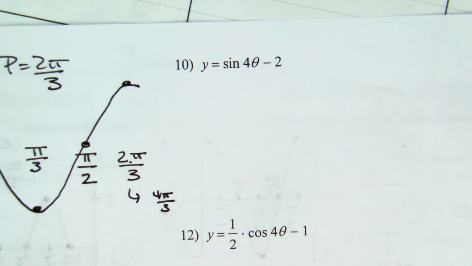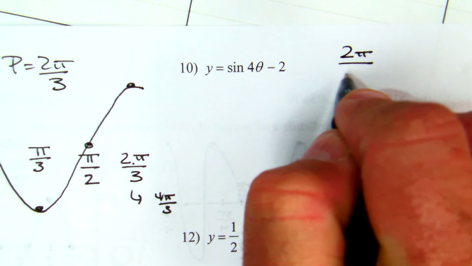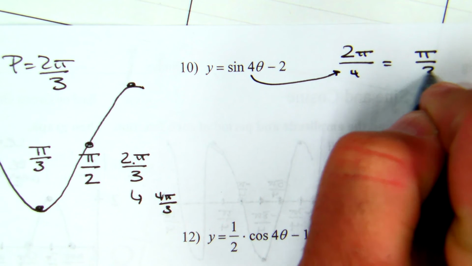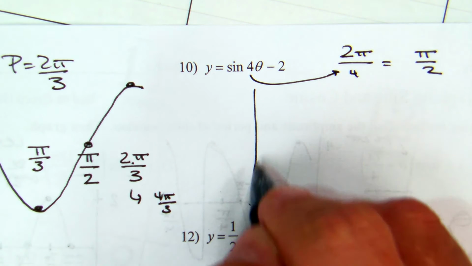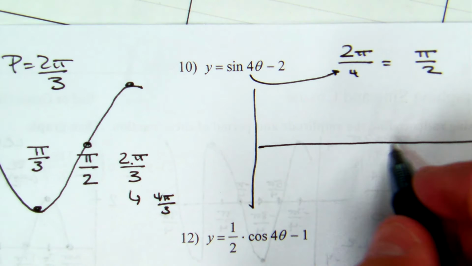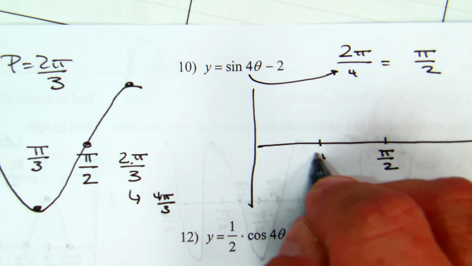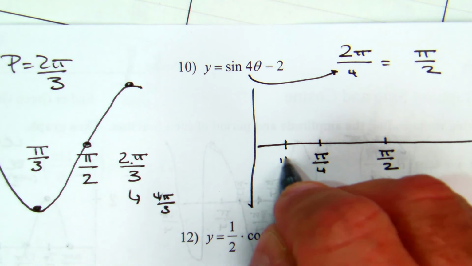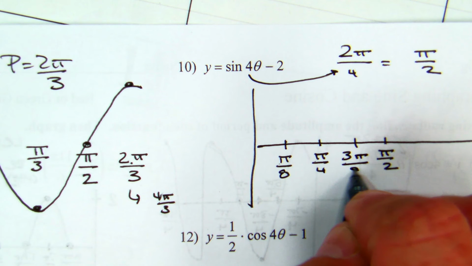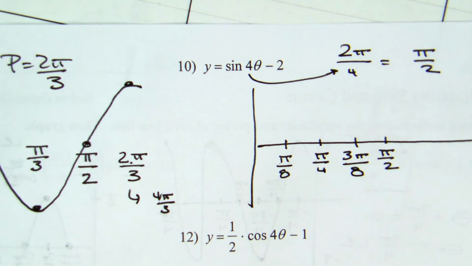Y equals sine of 4 theta minus 2. Again, the period is 2 pi over my coefficient, which is 4, so that's going to give me a period of pi over 2. So pi over 2 is where my first cycle is going to end. Half of that's pi over 4. Half of that's pi over 8. The 3/4 point is 3 pi over 8. If I double pi over 2, I'm at pi, the end point of my second cycle.